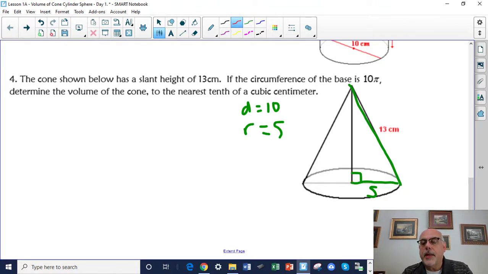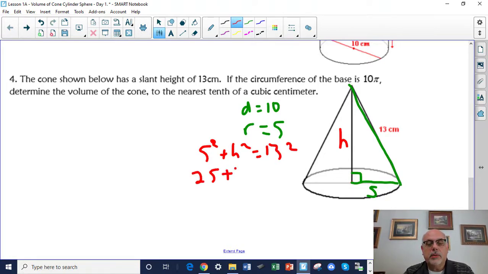So now you have a Pythagorean theorem problem because you have to find the height. Okay? You need to find the height before you can find the volume. So it's Pythagorean theorem, so 5 squared plus h squared equals 13 squared. So 25 plus h squared equals 169. h squared is 144, and your height is 12.